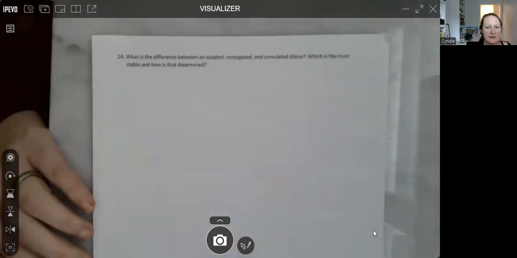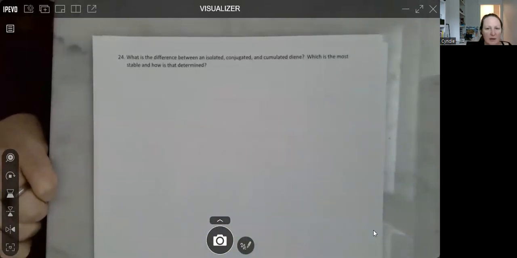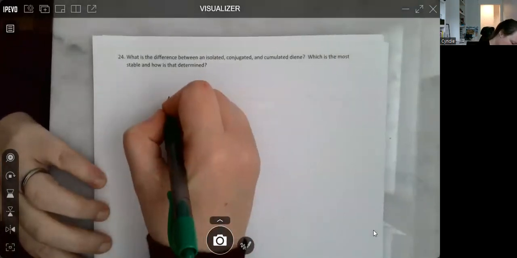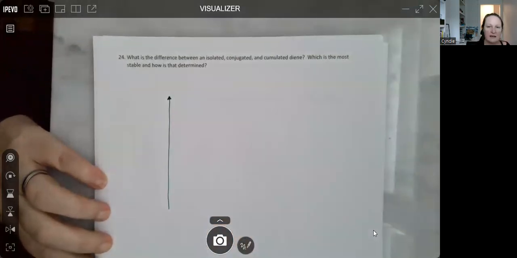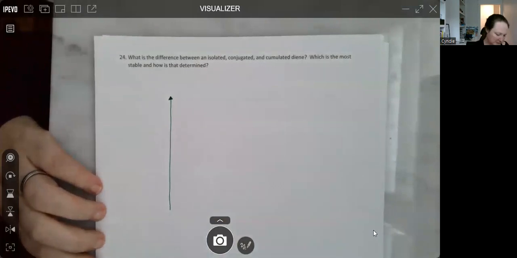What is the difference between an isolated, conjugated, and cumulated diene? Which is the most stable, and how is that determined? Okay, so we have 3 different dienes, and I'm actually going to just go ahead and put those on an energy diagram, because that's how we determine which is the most stable.